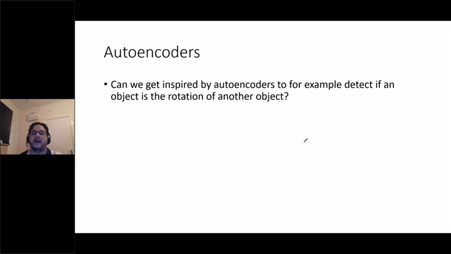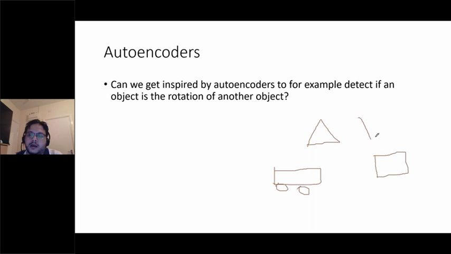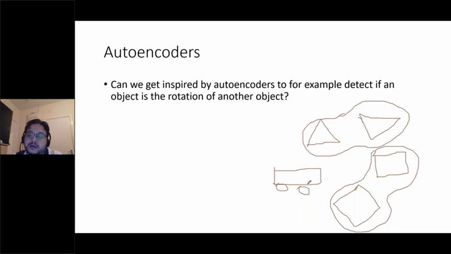Say we have an image that is a triangle. Another one has a square. And another one has, I don't know, a car. We have something like this, and we have something like this. We want to create a model that will tell us if these two are the same object but with a rotation, and these two are the same object with a rotation, but this and this are not. How do we do that?